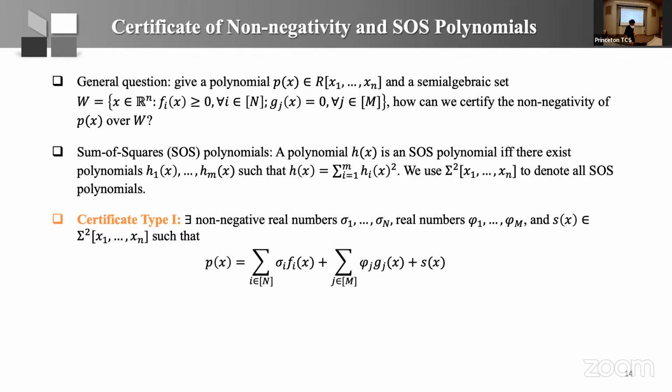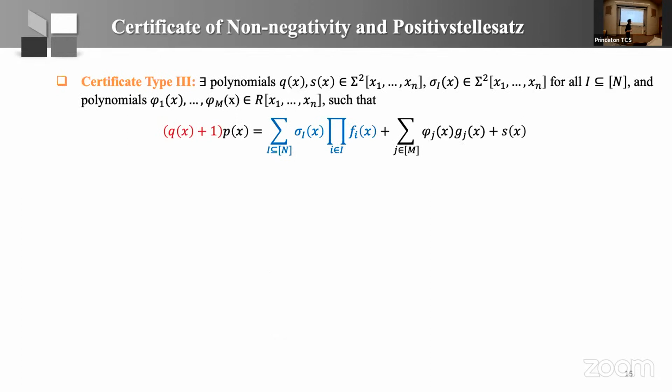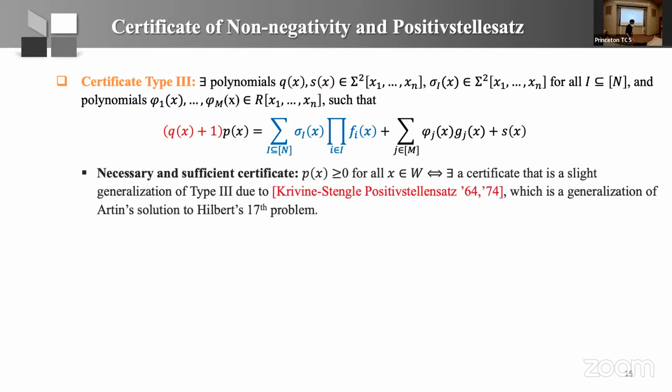But you can come up with more sophisticated certificates. For example, you can replace this phi with an arbitrary polynomial. You can replace this sigma with some sum of squares polynomial. Okay, so that also is a proof. But you can also go for things that are even more complicated. Maybe you can have a sum of squares polynomial multiplied by the product of a bunch of the non-negative constraints, that's also okay.